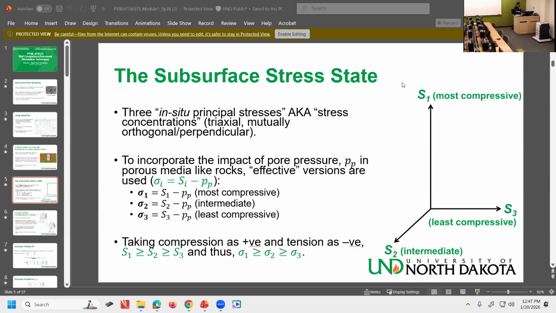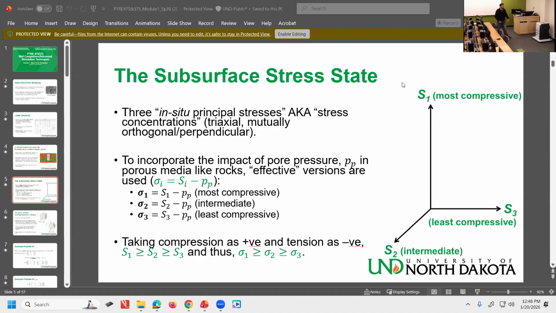So the most compressive of all will have the most positive value, and it will be assigned S1. The smallest, least compressive will be S3, and the intermediate will be S2. Unlike what you learn in solid mechanics, where they made tensile stresses positive, because in all other disciplines of engineering, you get tensile stresses more than compressive. Compressive stresses are a rarity.